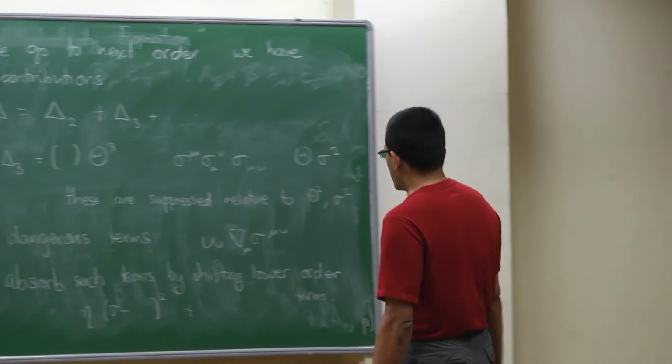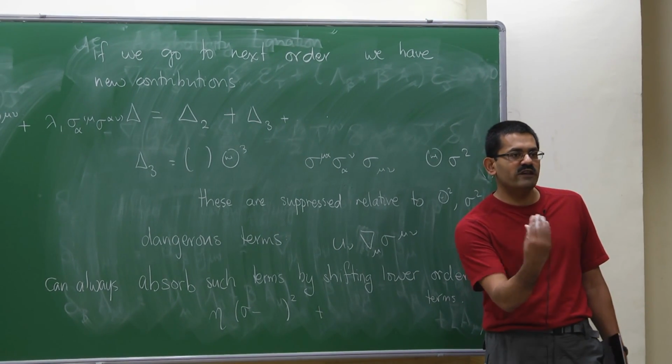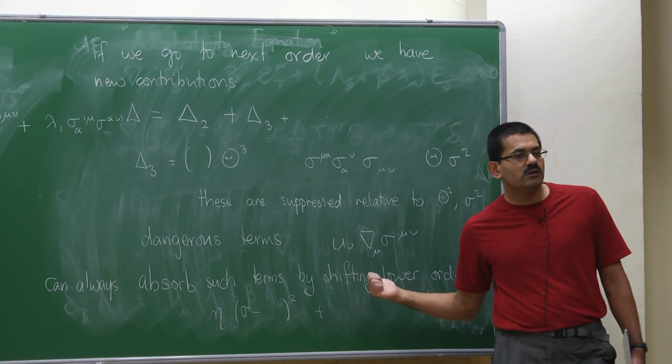But if you have this kind of term, you can imagine setting up locally a configuration where sigma is 0, but u dot grad sigma is not 0.